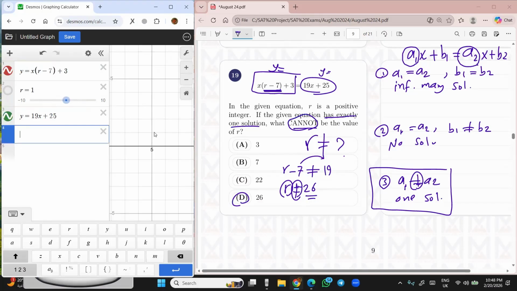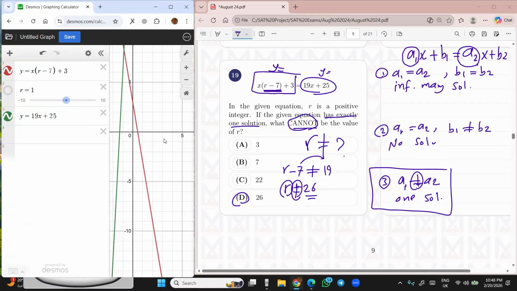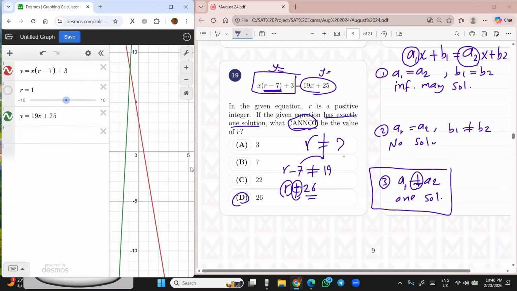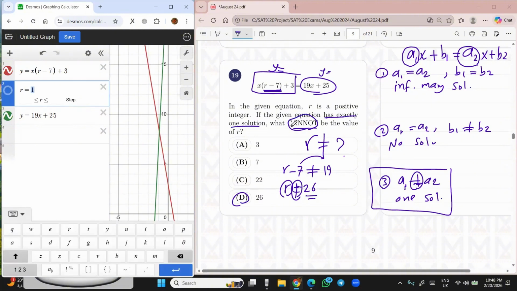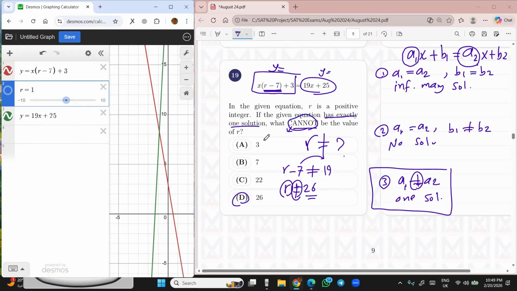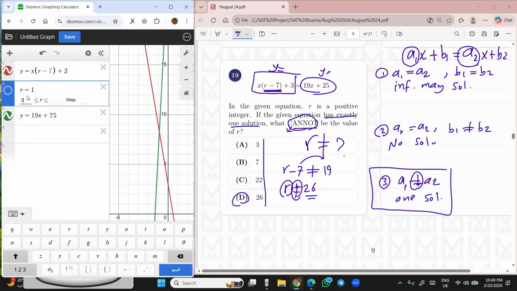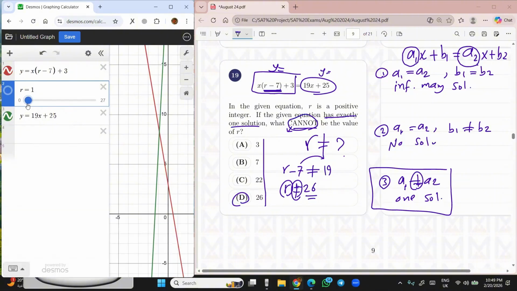We can see the lines here, but these are random lines because we do not know the value of r. The question says which cannot be the value of r. Anything can be replaced with r except one number. How can we know that number? We can use the slider. Because the numbers are from 3 to 26, we can start from 0, for example, to 27. Let's check them all. Look at what happens to the graphs.